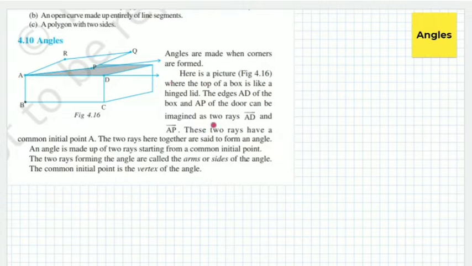Okay, these two sides are called rays or sides of the angle, and this point is called the initial point or vertex of the angle. We shall see it clearly.